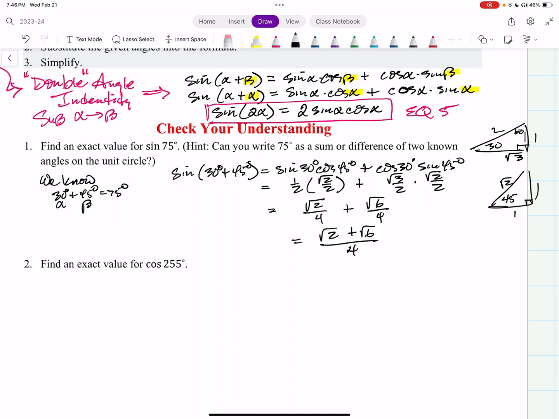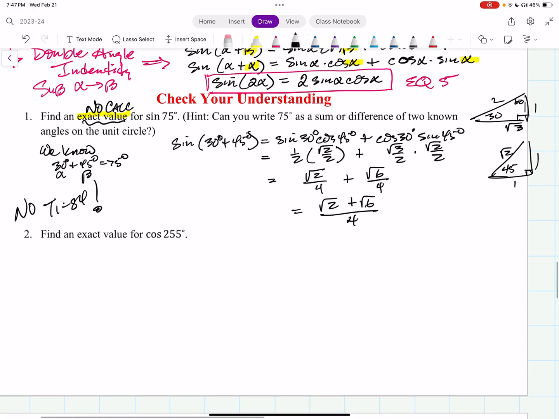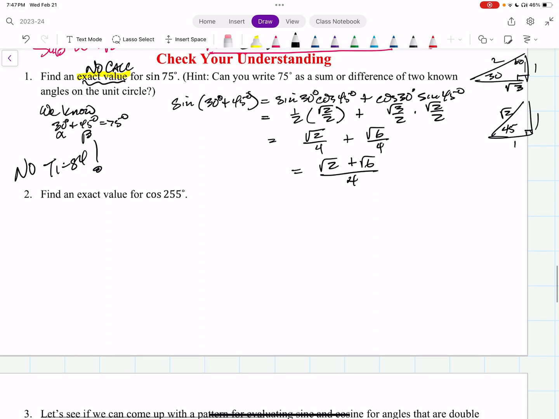And there we go. And when they say exact value here, they mean no calculator, okay? No TI-84. Use the calculator between your ears. And there you go.